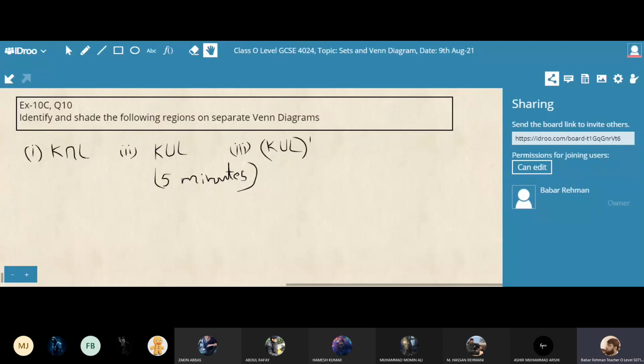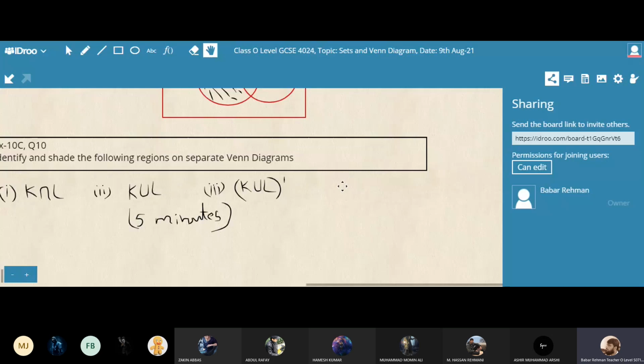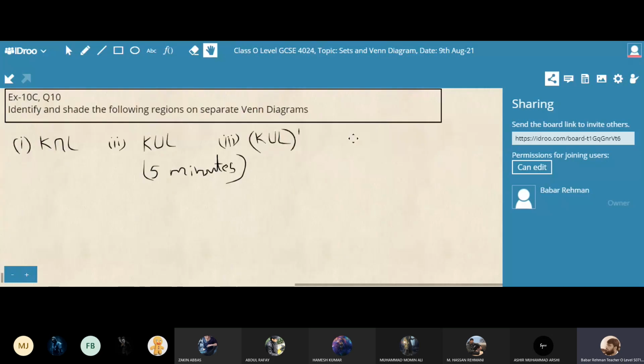Okay, now I hope you have drawn all these in the same way that I have drawn the previous diagram. I want feedback from Momin Rizwan as well. Momin Rizwan. What about the next one? Yes, what about the next one?